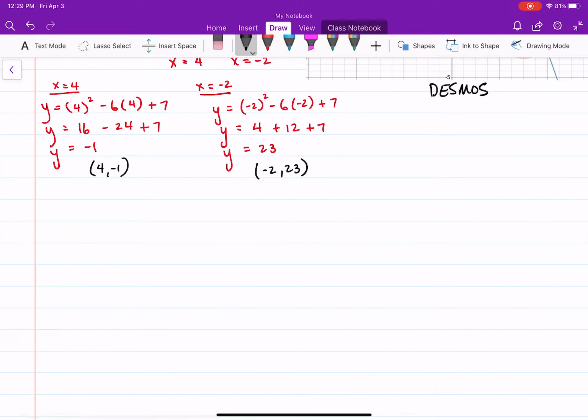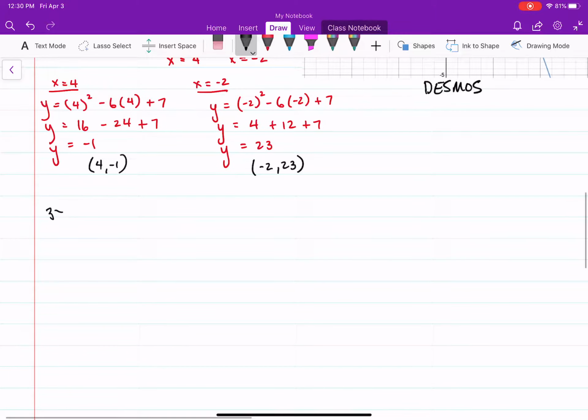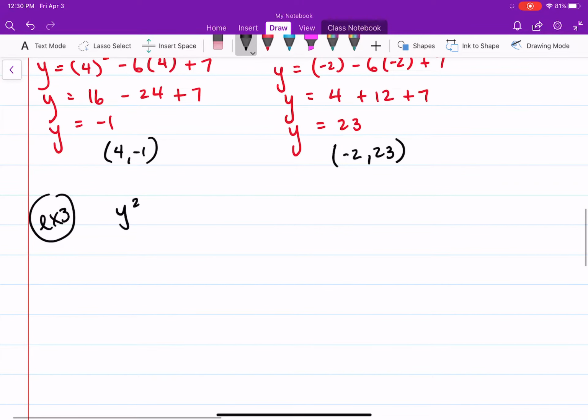The third one is going to say, example 3, okay? Example 3, let's see here. I got y squared is equal to x squared minus 36. And my other equation is 2y is equal to x minus 6. Okay?